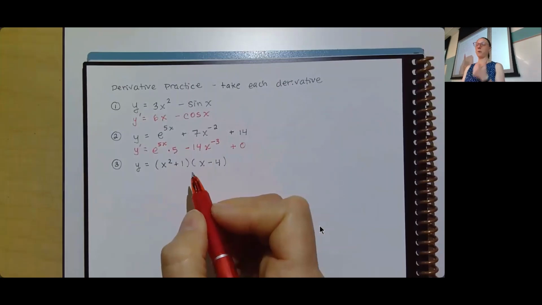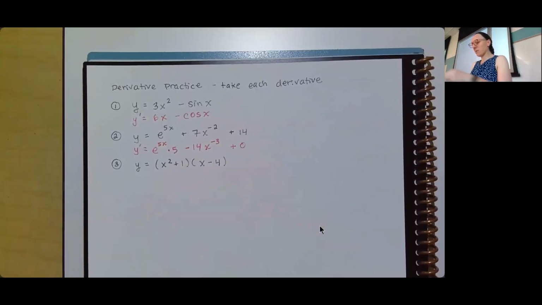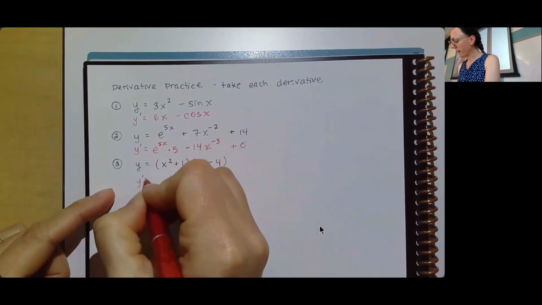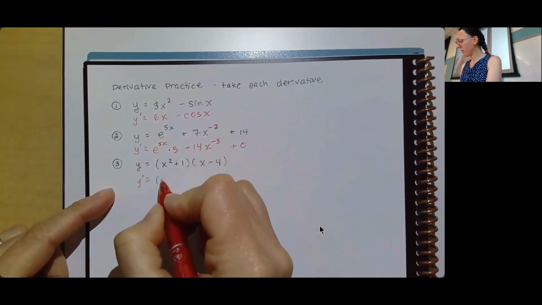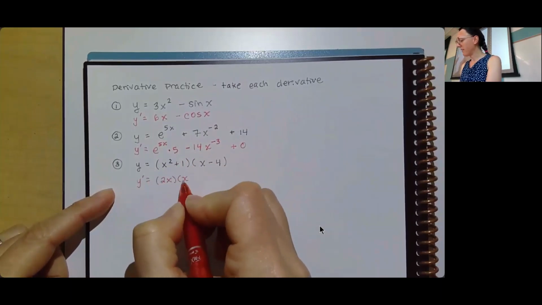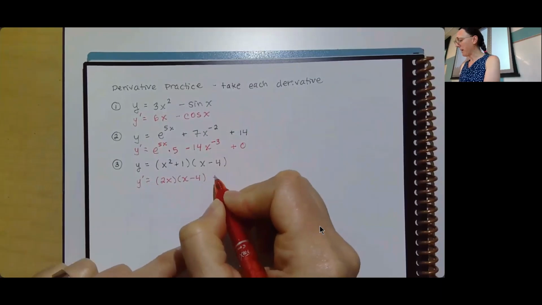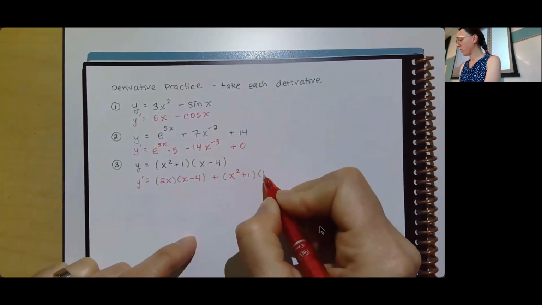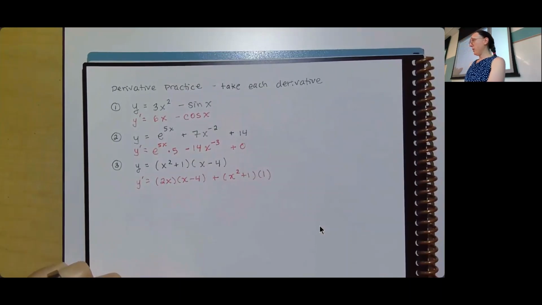For that last one, we could do product rule or just multiply it out first. I'm just going to choose product rule because why not? So if I do product rule here, the derivative of the first part looks like 2x. Leave the second piece alone, plus leave the first piece alone, times the derivative of the second part, which was a 1. Cool.